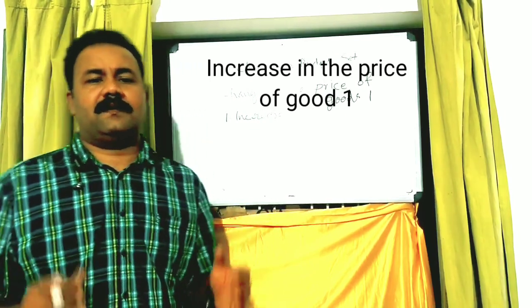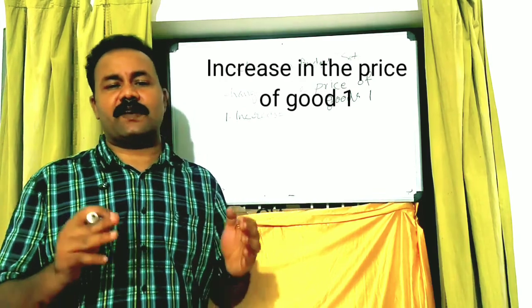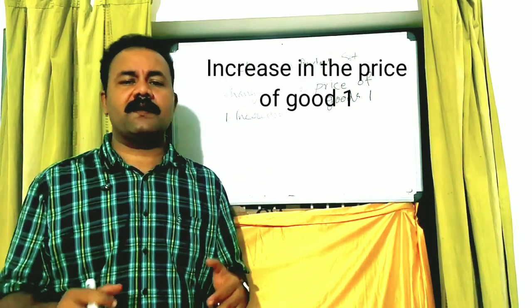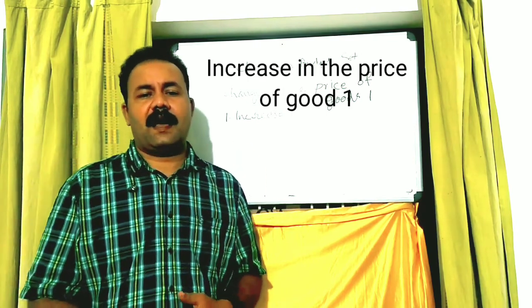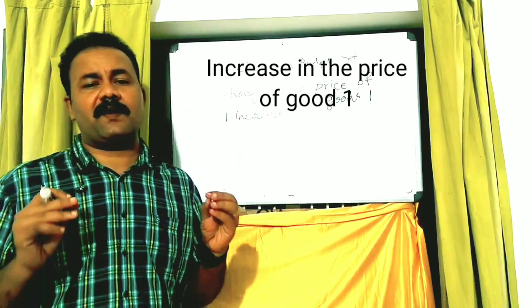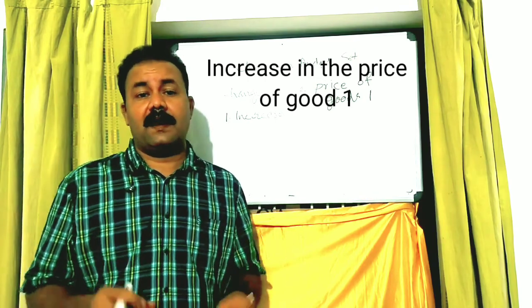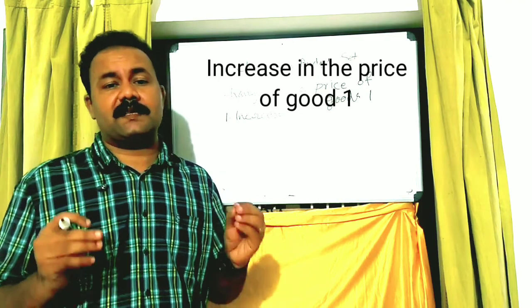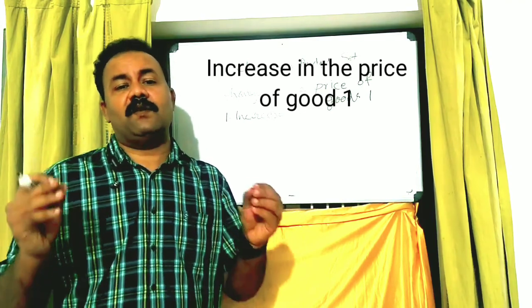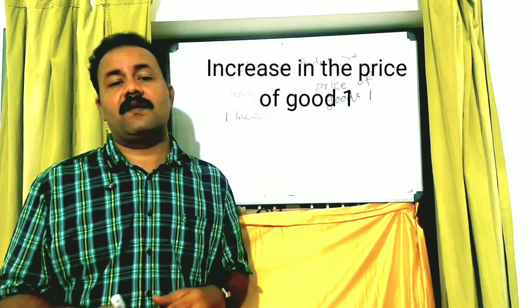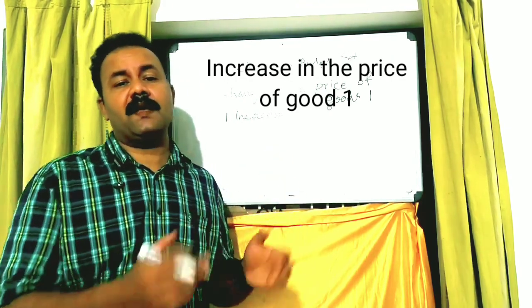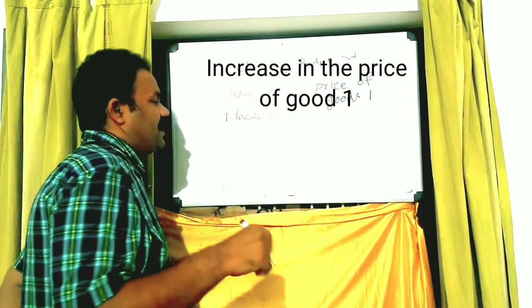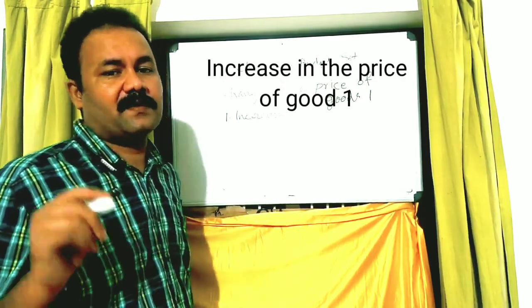Here, the income of the consumer is fixed and the price of good one increases. At that time, the consumer can purchase only fewer units of the first commodity. As a result, the horizontal intercept will pivot around the y-axis. Okay, here we can check this by using a diagram.